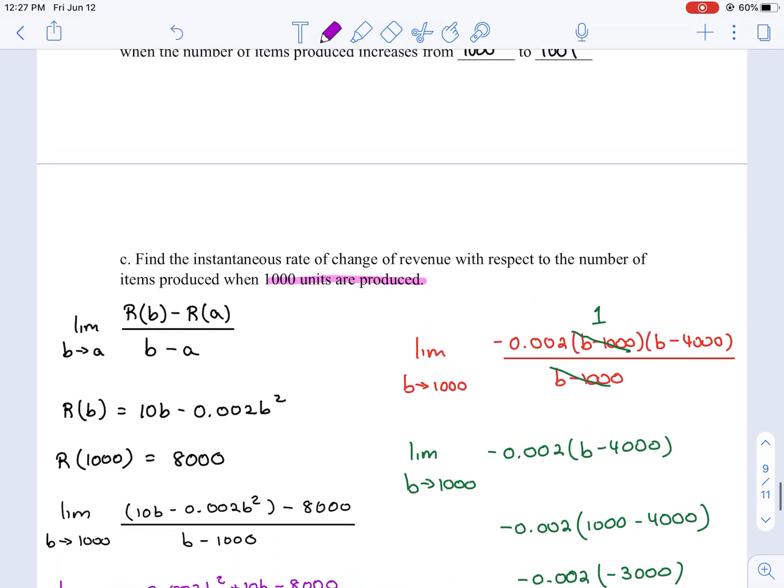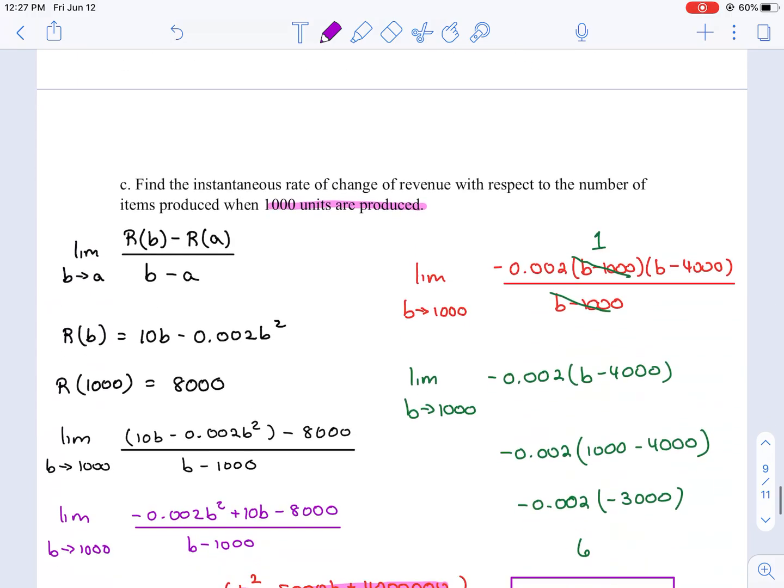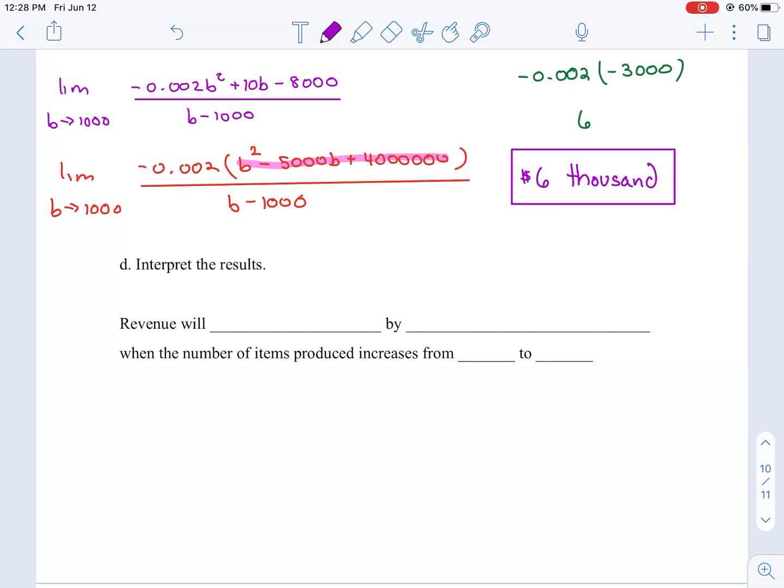Which happens to be just $2 off the first part of 5,998. Yes, that answer is really close to our answer in part A. But what does that number actually mean? That means revenue will increase by approximately $6,000 when the number of items produced increases from 1,000 to 1,001.